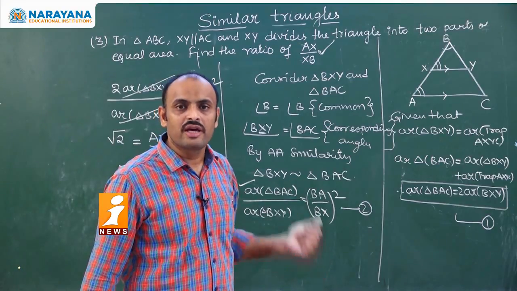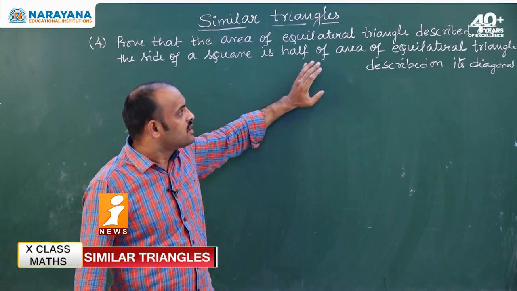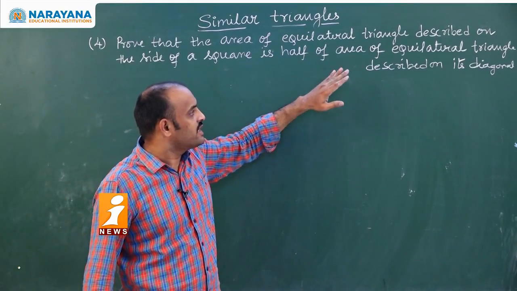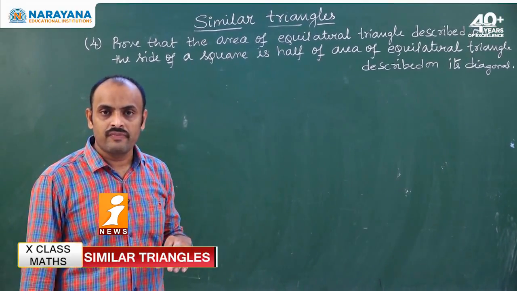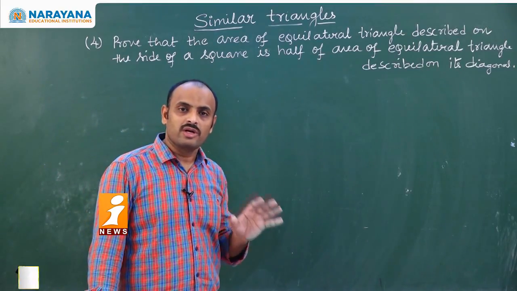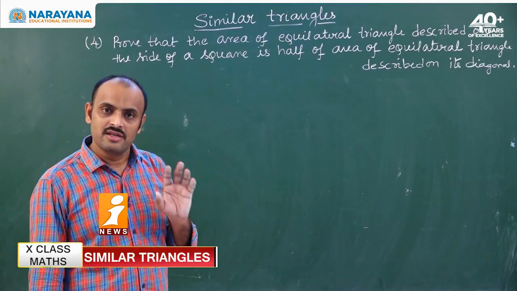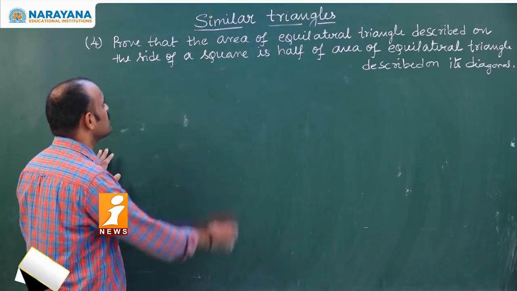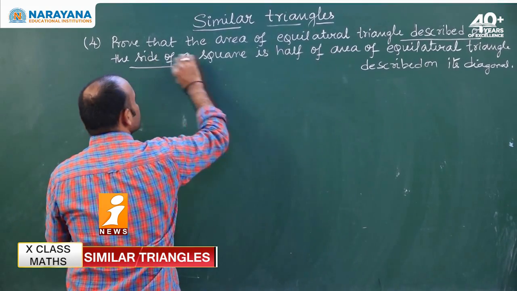Let us see one more example. Prove that the area of the equilateral triangle described on the side of a square is half of the area of the equilateral triangle described on its diagonal. One thing, make sure that all the equilateral triangles are similar, because whatever the sides may be, each angle of an equilateral triangle is 60 degrees. Therefore, all the equilateral triangles are similar.